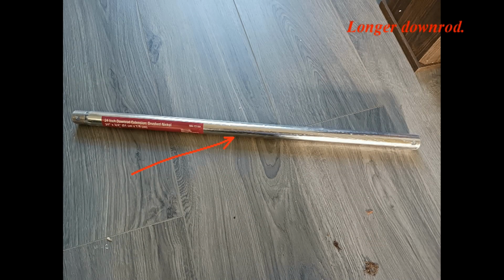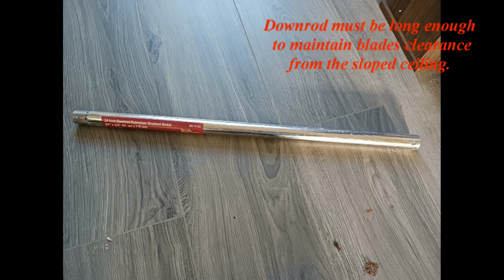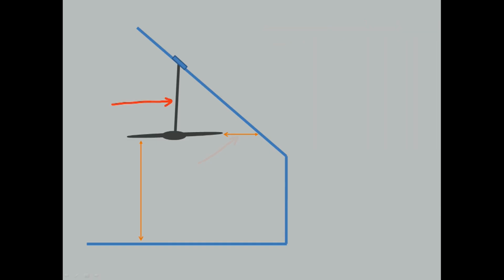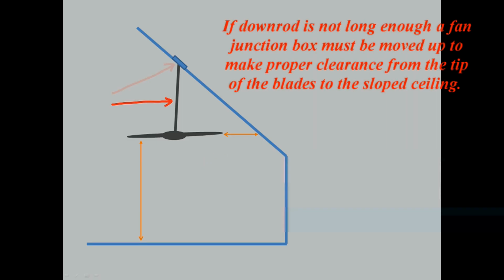Longer downrod. The downrod must be long enough to maintain blade clearance from the slope ceiling. If the downrod is not long enough, the fan junction box must be moved up to make proper clearance from the tip of the blades to the sloped ceiling.